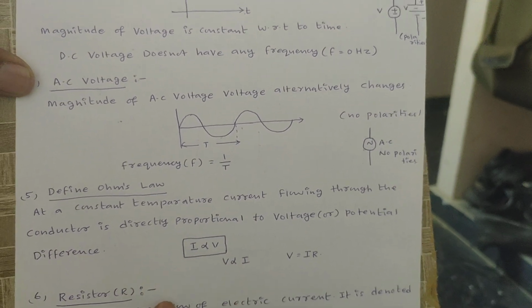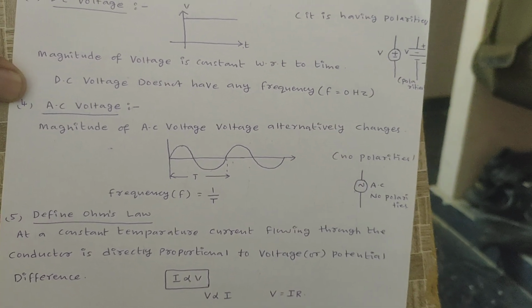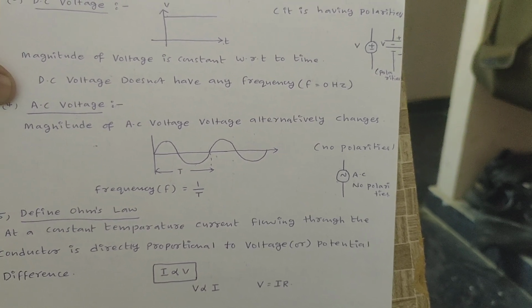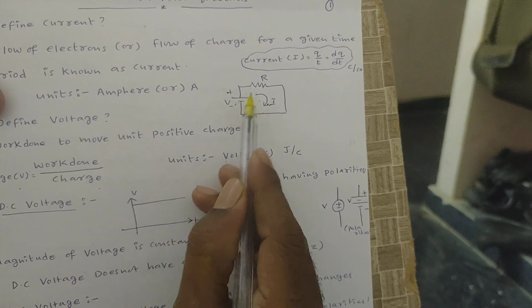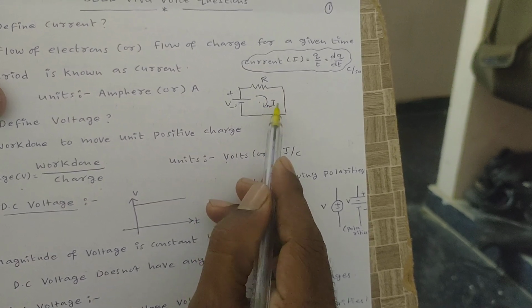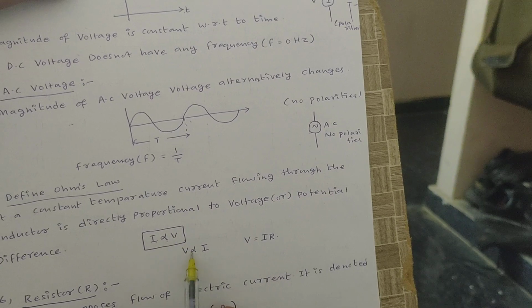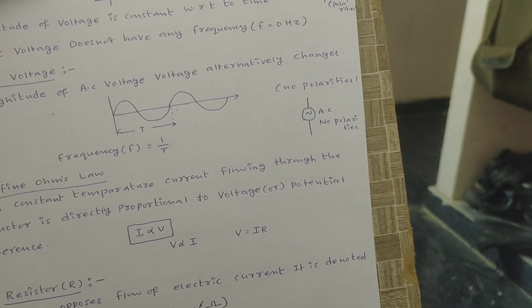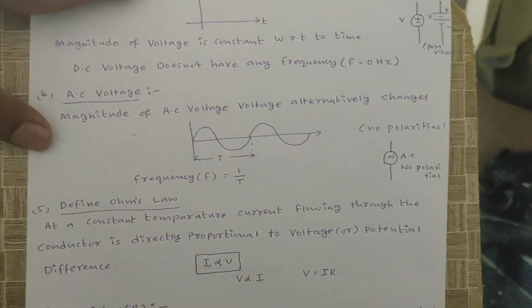Next question, define Ohm's law. The statement of Ohm's law is: at a constant temperature, the current flowing through a conductor is directly proportional to the voltage or potential difference. In this circuit, because of this voltage only, current I is flowing. That is I is directly proportional to V. From this, V is directly proportional to I. If I remove the proportionality constant, V is equal to I into R. This gives the relation between voltage, current and resistance. That is about Ohm's law.